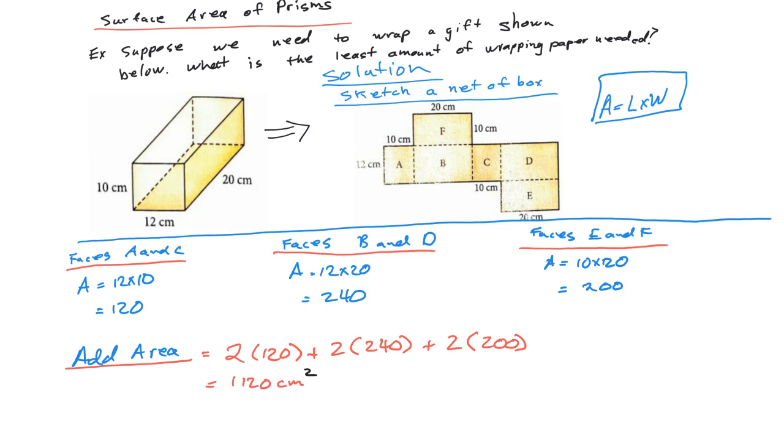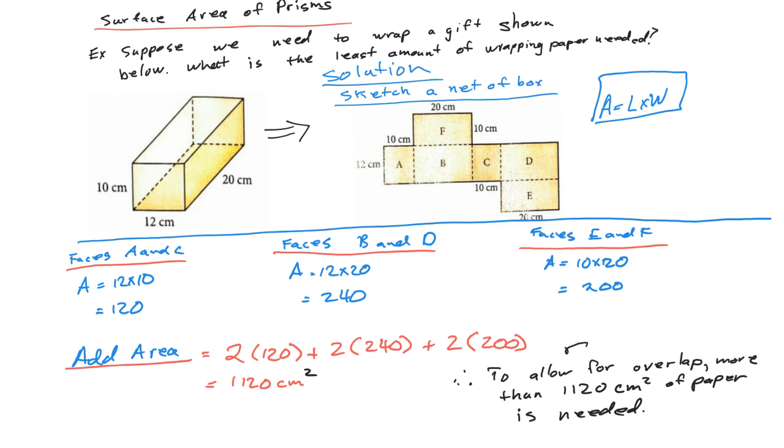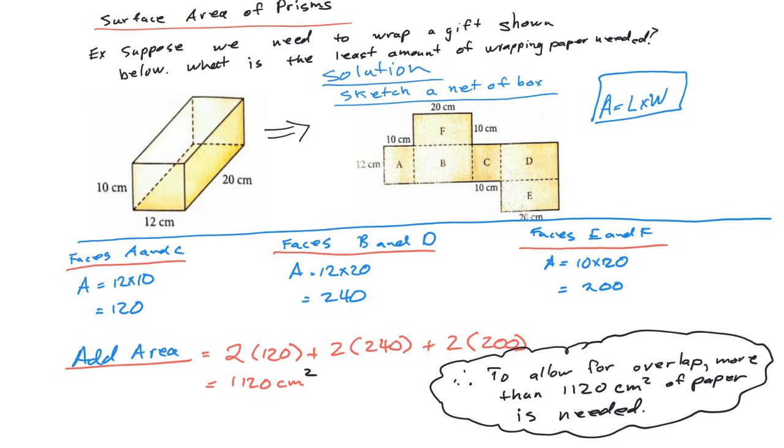So suppose you needed to wrap a gift as shown below. What's the least amount of wrapping paper? All right, this is how you answer it. To allow for overlap when wrapping presents during the holidays, you're going to have just slightly more than 1,120 centimeters squared of wrapping paper to wrap the box. And that's it. We're done.